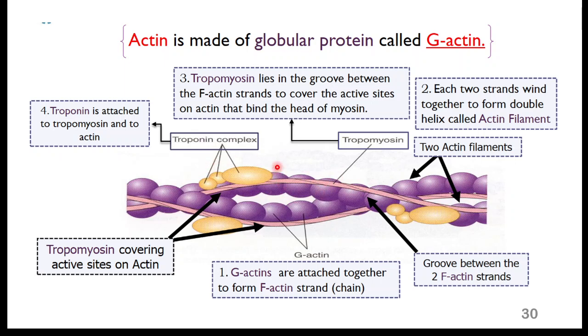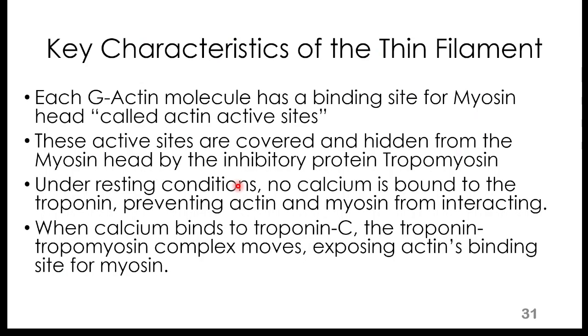Then we can see troponin complexes which are attached to both actin. You can see these troponins attached to the actin strands and also attached to the tropomyosin strand. Okay, so each G actin molecule has a binding site for the myosin head called the actin active site.